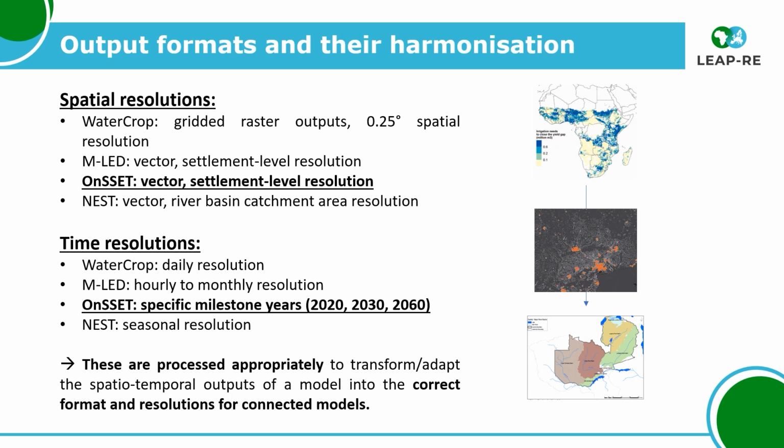Additionally, OnSSET in this scenario only models specific milestone years: the year 2020 as a baseline, the year 2030 as a midterm target, and then the final year of 2060. MLED and NEST, however, model all the years in between this. These are then ensured to be processed appropriately, to make sure that assumptions align and calibration is done to ensure that the right amount of people and technologies and costs are assumed in each and every scenario.